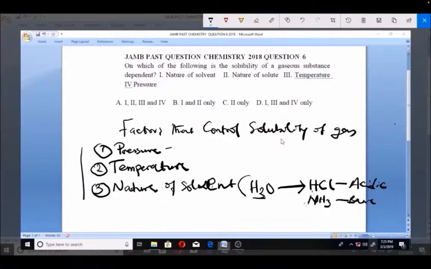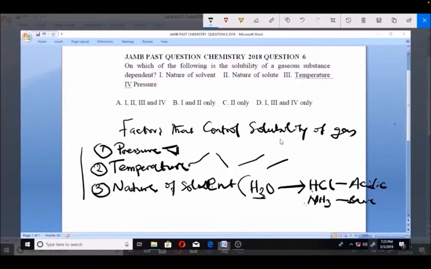The solubility of gases is highly dependent on the temperature. As temperature is increasing for gases, the solubility will decrease. Whereas for solids, as the temperature increases, the solubility increases.